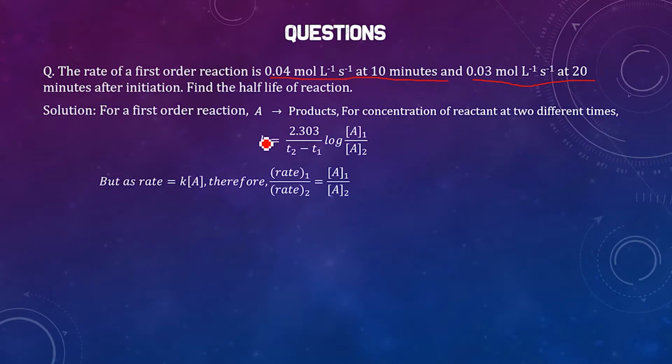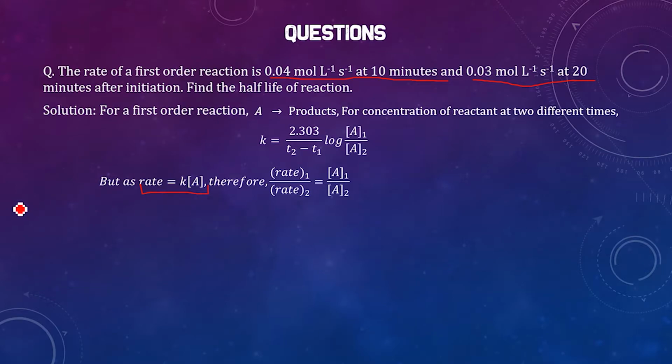So the first formula we can apply is K = 2.303 over the time taken, which will be the final minus initial, times log of initial concentration upon the final concentration. But as the rate is equal to Ka, as it is the first order reaction, can we say like this? Any problem in this? So write the two equations for these two concentrations. Rate 1 will be equal to Ka1. Similarly, rate 2 will be equal to Ka2, isn't it? Are you getting it?